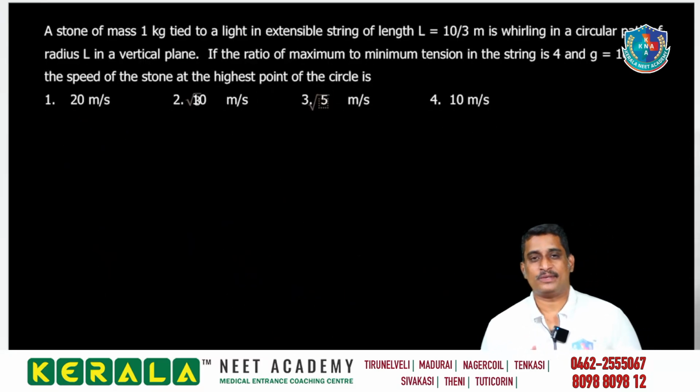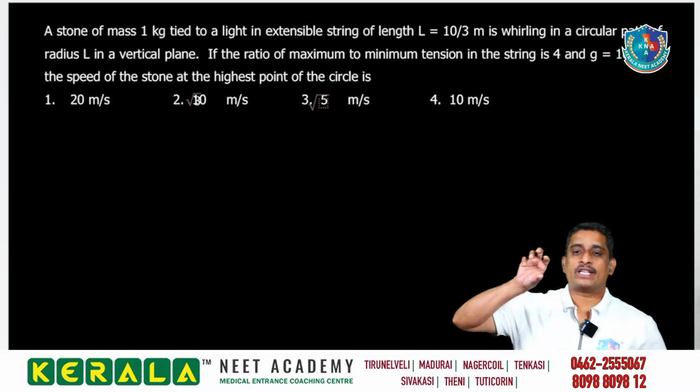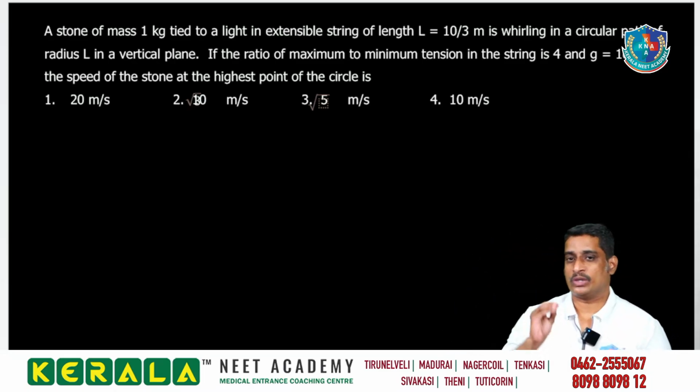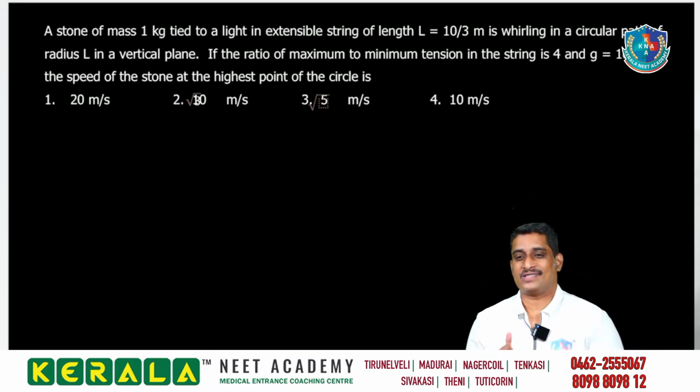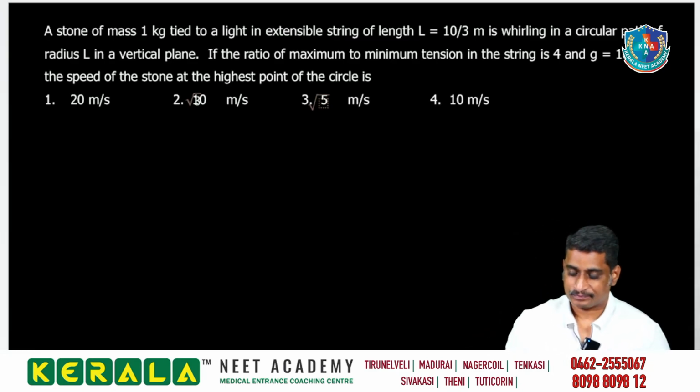Come to the next example. A stone of mass 1 kg tied to a light inextensible string of length 10 by 3 meters is rotating in a circular path of radius L in a vertical plane. If the ratio of maximum to minimum tension in the string is 4 and g is equal to 10 meters per second square, the speed of the stone at the highest point of the circle is. So it's one of the examples of vertical circular motion.